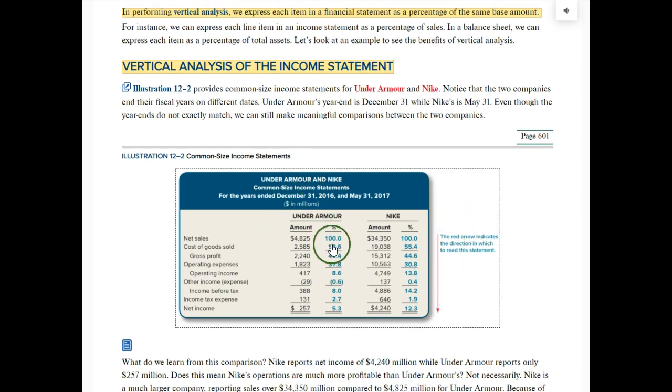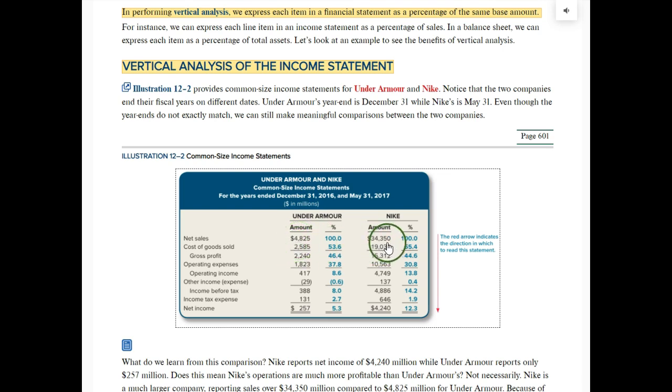For the income statement, what you do is take every number in the income statement column and divide by net sales. So net sales, 4825 divided by the same number, of course, is 100%. Cost of goods sold, 2585 divided by 4825 is 53.6%. So take every one of these numbers, divide by net sales, and you'll get these various percentages. These are the numbers for Under Armour. Of course, these numbers are in millions of dollars, so net sales will be $4.8 billion.